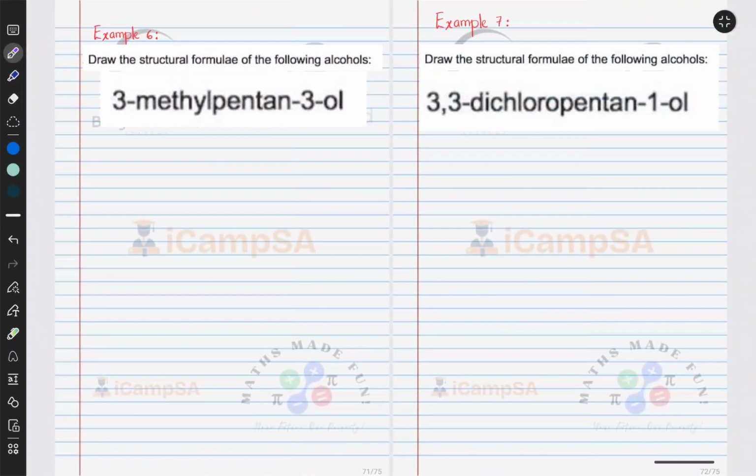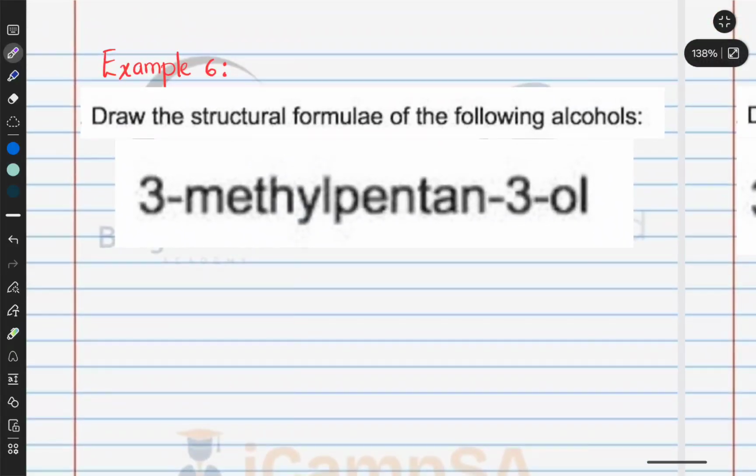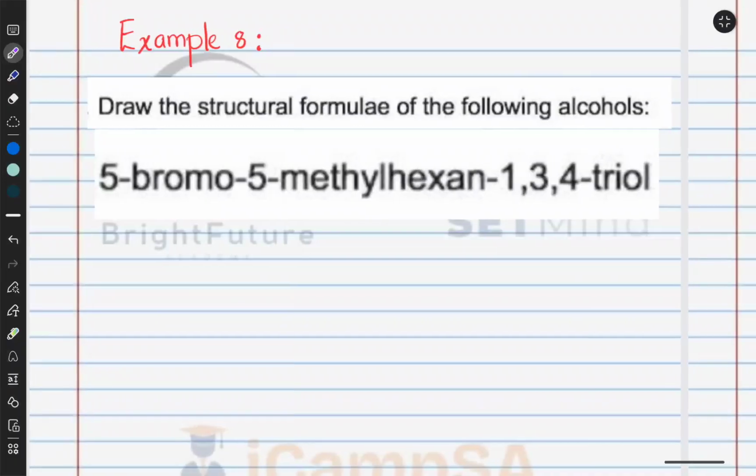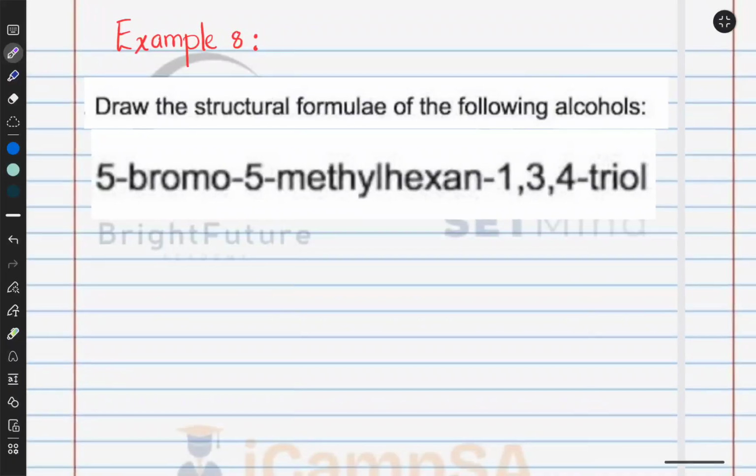That's example 5. So let's check example 6. In example 6, we are told to draw the structural formulae for the following alcohols. So this will be the first one, second alcohol, and then this will be the last one.